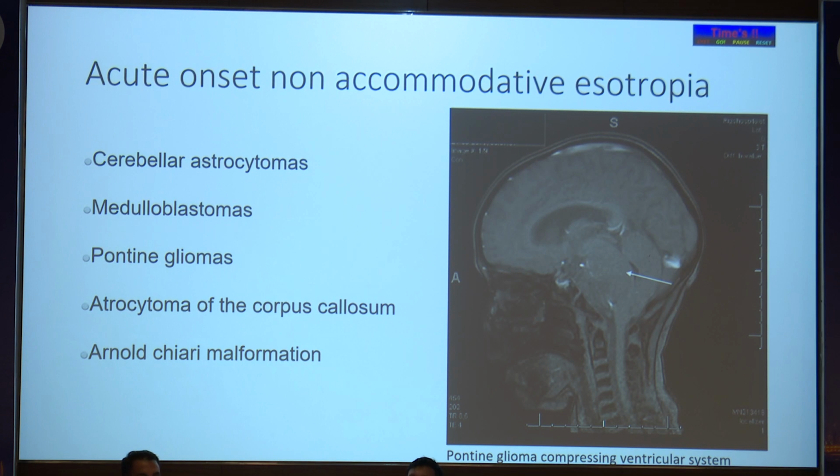So these are the conditions. In acute onset non-accommodative esotropia, which we routinely see in children or in adults, whenever there is sudden onset comitant esotropia, we do imaging to rule out cerebral astrocytoma, medulloblastoma, or any intracranial pathology. If you don't find any intracranial pathology, then you can plan the recession surgeries.